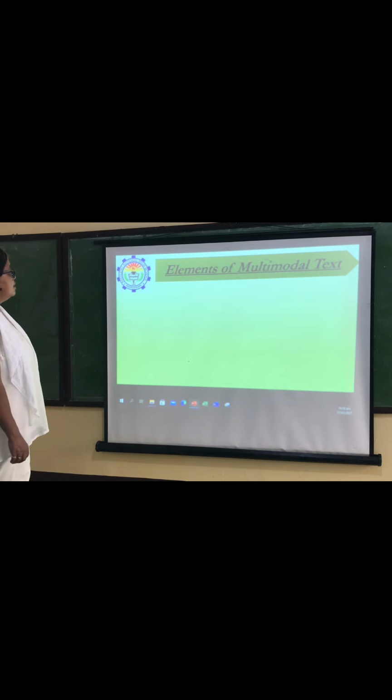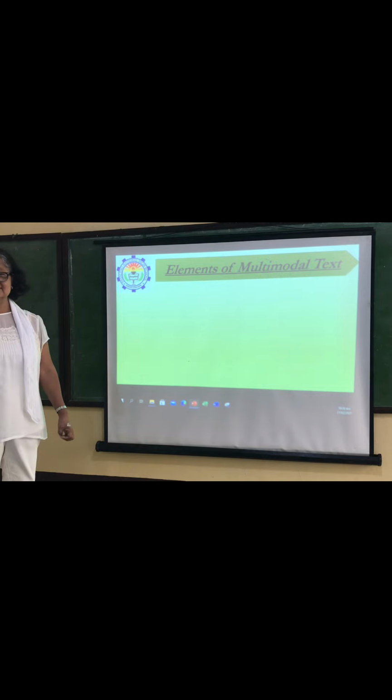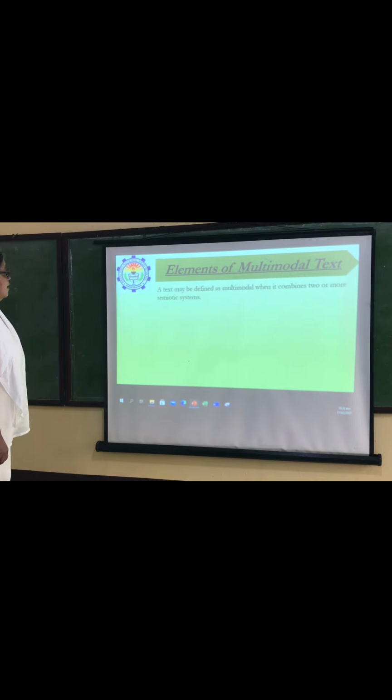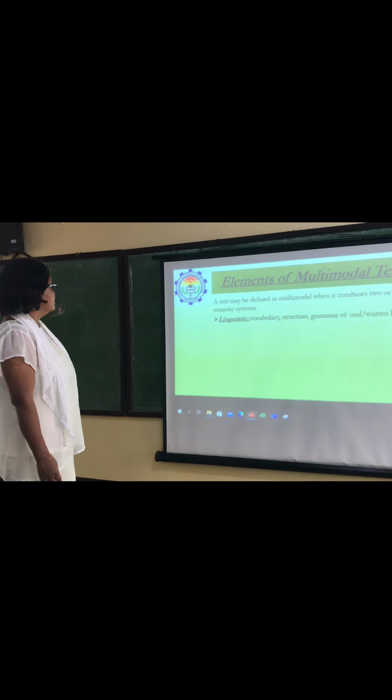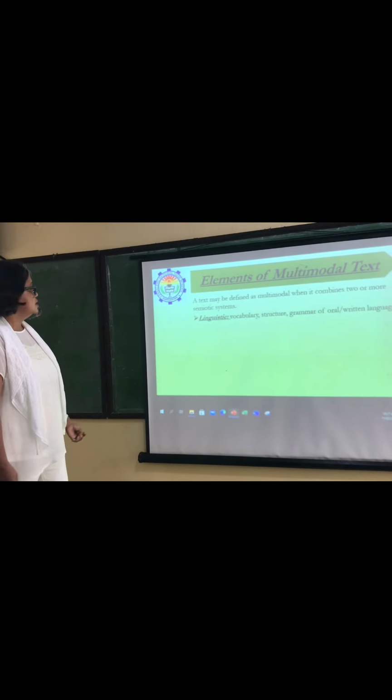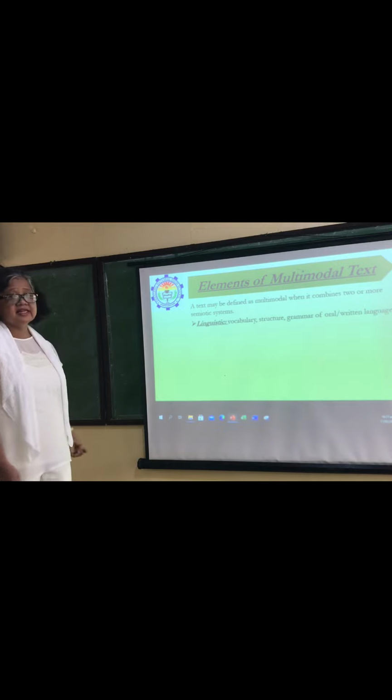We have now the elements of multimodal text. Right, let us read again. A text may be defined as multimodal where it combines two or more semiotic systems. We have here, number one, linguistic. We refer to vocabulary, structure, grammar of oral or written language.